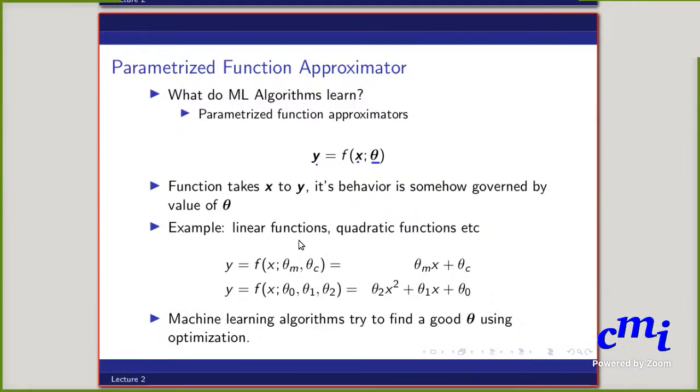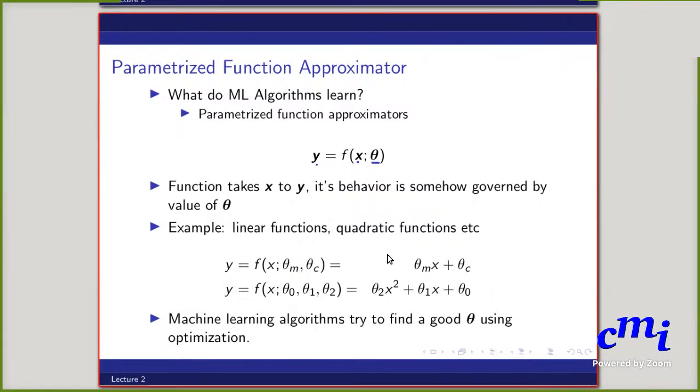So here theta has two real values in it. So theta is a two-dimensional real vector. And then what is this function? What is this y given by? It's given by just theta m times x plus theta c, right? So as I keep varying the values of theta, the behavior of this function changes, right?